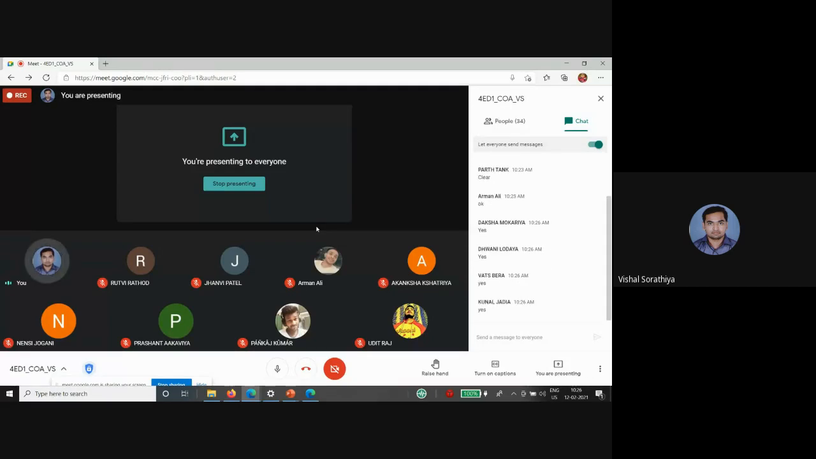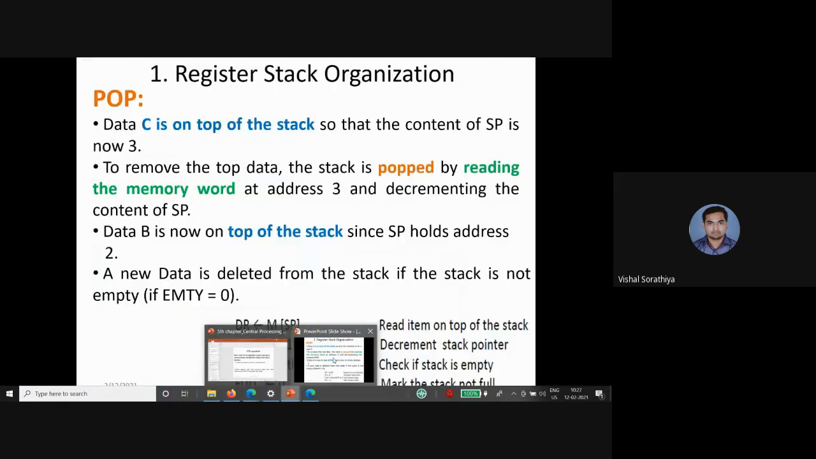This is a 7-mark question. Okay, these 4 to 5 slides will give you the 7-mark answer. So think accordingly. Clear. Okay. We will move further to the next step.